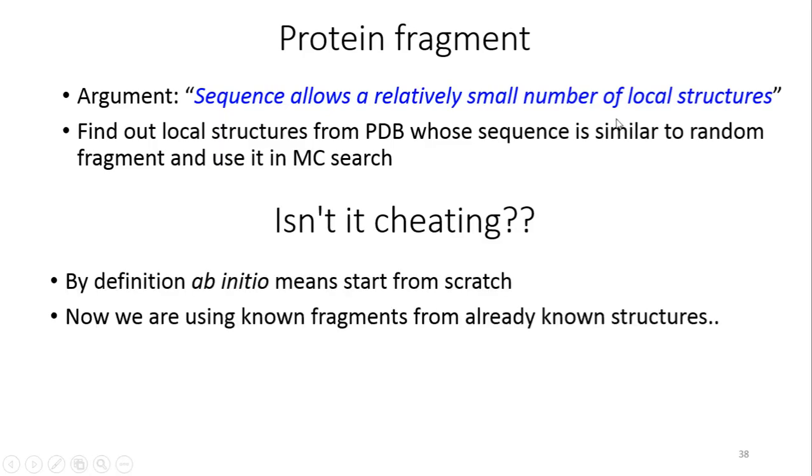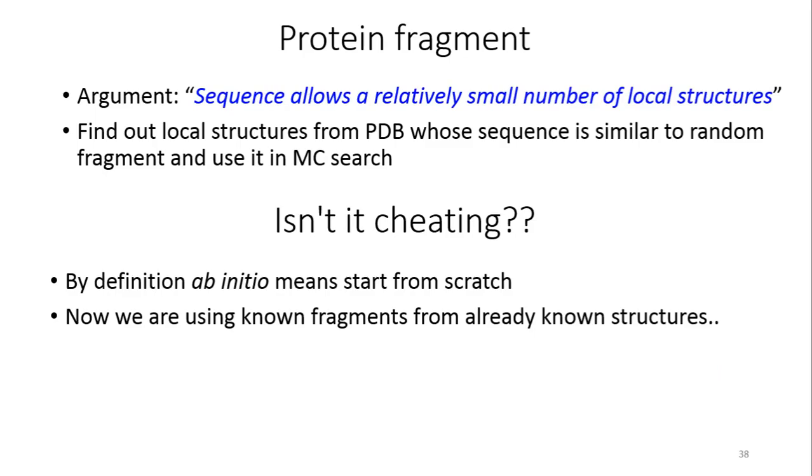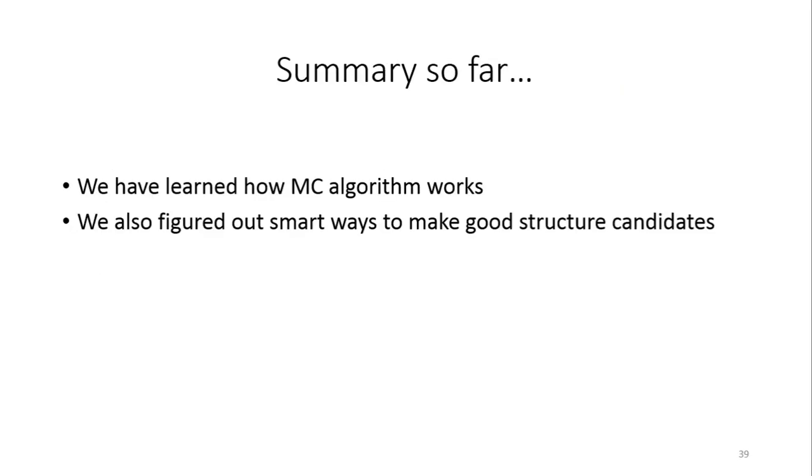By definition, ab initio means we are expected to start from scratch, and here we are proposing to use known fragments from already known structures. Then how is it ab initio prediction in the very first place? People who use this approach of using known protein fragments formulate a new term, and they say this is called the de novo modeling approach instead of ab initio. So whatever it is, this is what we have summarized so far.